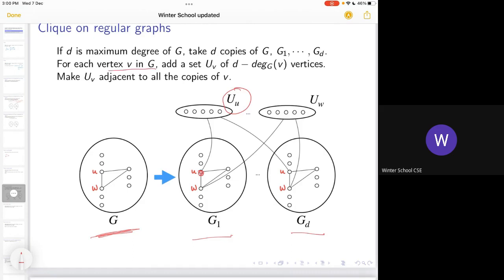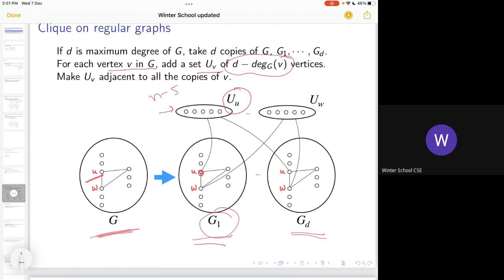So for each vertex V in G, we will add UV, a set of vertices of size D minus the degree of V. Suppose here the vertex U was of degree, say, 5. I will add here D minus 5 vertices. Whatever the degree was, I will add that many vertices, compensating for the degrees that this vertex didn't have. So to make all the vertices have the maximum degree D, I am adding these dummy vertices. When I say a copy of the graph G, it is exactly the same as G, so whatever adjacencies were present in the original graph will also be present in G1, and in GD.